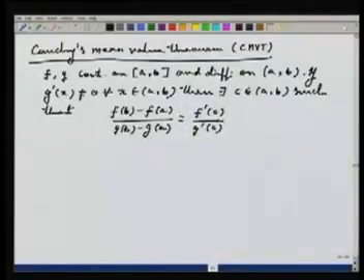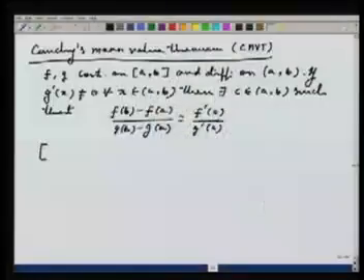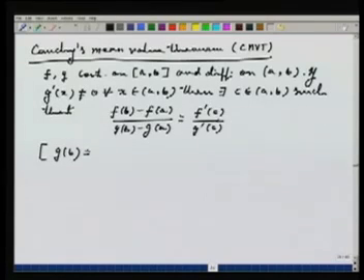Now the first question is why g(b) is not equal to g(a), that is, why the left hand side makes sense. So I will just note it here: g(b) is not equal to g(a) as g prime x is not equal to 0 for all x in the open interval AB.